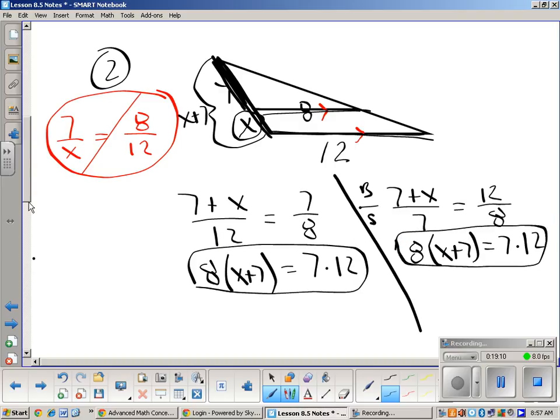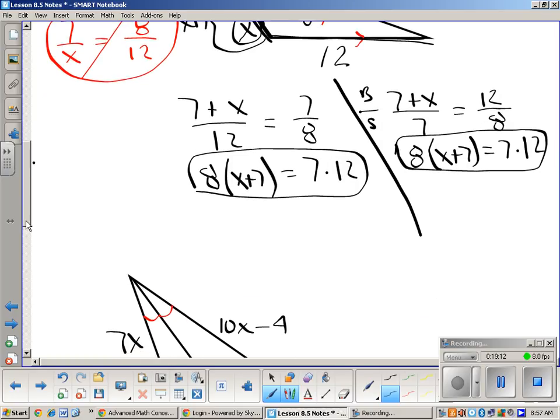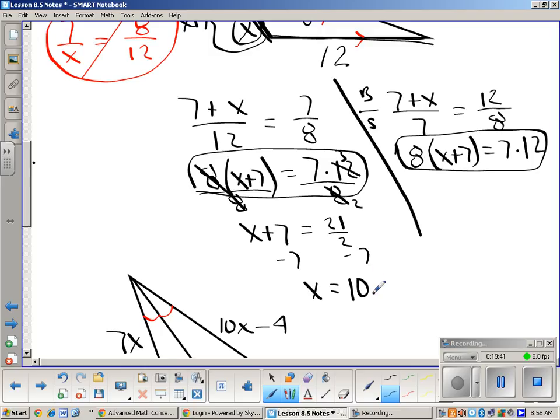And so now we have to solve. Some people want to distribute. You can distribute. Or I could divide right now by 8. My 8's are gone, leaving me x plus 7 equals. And if 4 goes in there twice and 4 goes in there 3 times, so I get 21 halves. If I subtract 7 from both sides, I get x is equal to, that's 10.5 minus 7, which is 3.5.